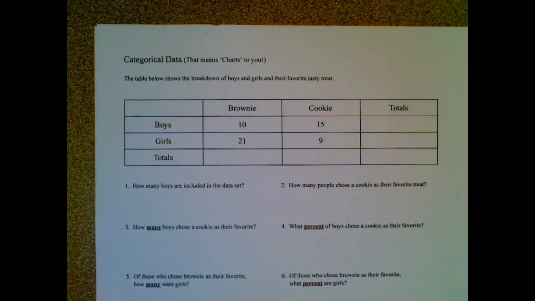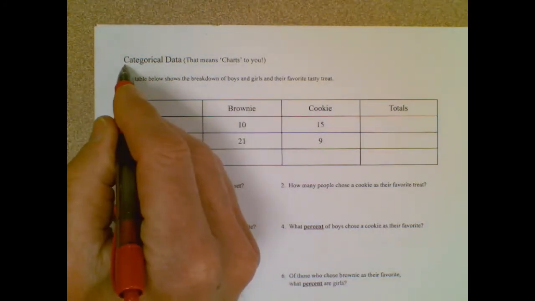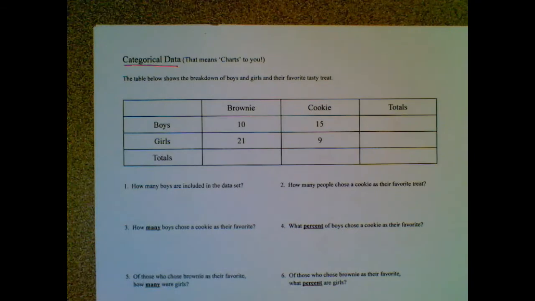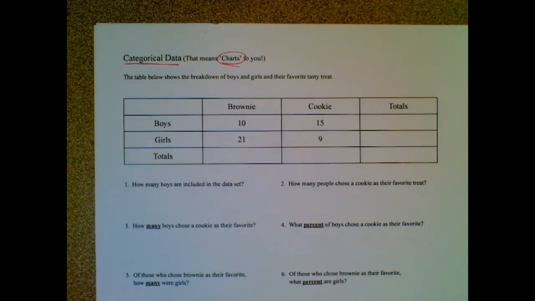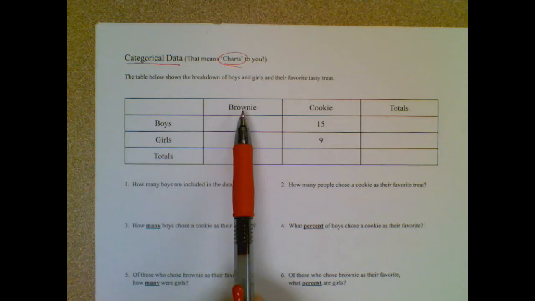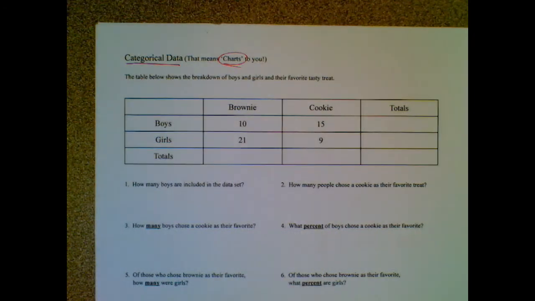Today we're going to take a look at statistically what's called categorical data, but to you it's just going to mean, hey, we're building charts. Just an organized, nifty way to store some information and display it. And of course, since everything should revolve around beautifully baked goods, we're going to use brownies and cookies as the subject of our little example.